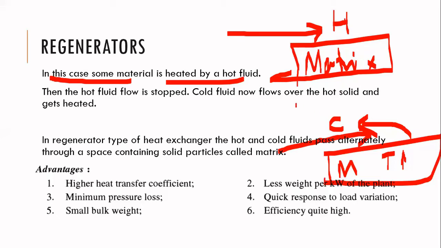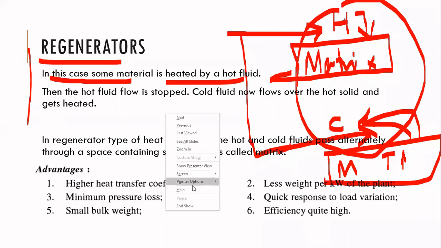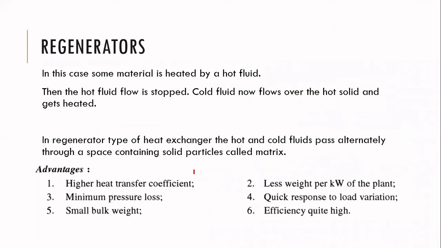Here the fluids are not exchanging heat directly. First the heat is stored in some other solid, and from that solid the cold body is extracting heat. So such a type of heat exchanger will be called a regenerator. Again, in this case, you can see that the hot fluid and the cold fluid are not in direct contact with each other. So this is again an indirect contact heat exchanger. Is the portion clear?